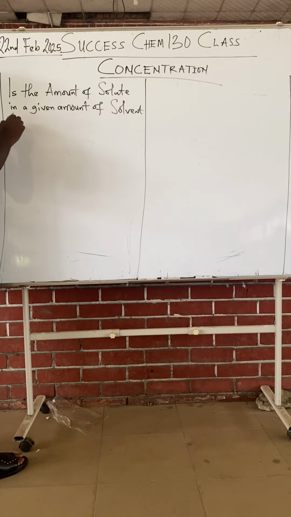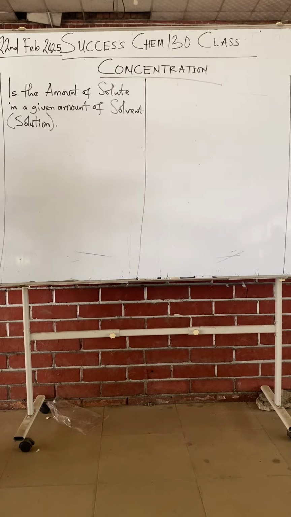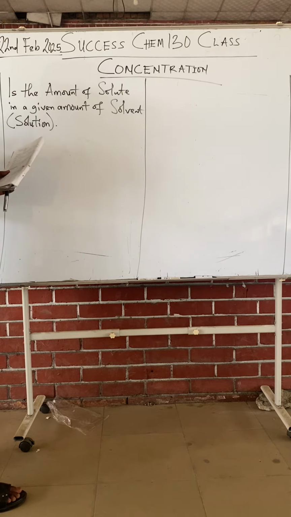In bracket, you can put solvent or solution, or in a given amount of solution. Concentration is the amount of solute in a given amount of solvent. In bracket, you can put what? Solution. Amount of solute in a given amount of solvent. In bracket, you can put what? Solution.